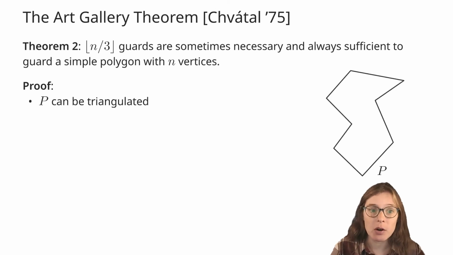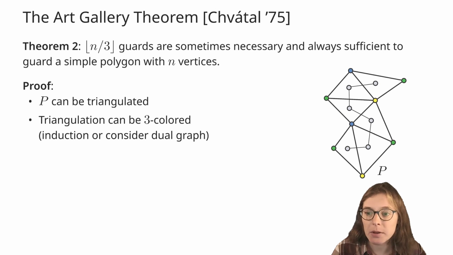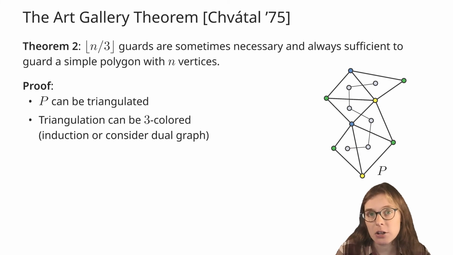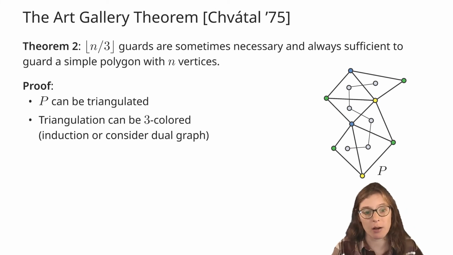Now, to prove the upper bound, we need to prove that n/3 guards are always sufficient to guard any polygon of size n. So to prove it, we're going to start with triangulating the polygon. The second step is to 3-color the vertices of the resulting triangulation. What do I mean by 3-coloring the vertices? We need to assign one of 3 colors to each vertex so that no edge has 2 incident vertices of the same color. In the figure on the right, you can see that all vertices are colored in 3 colors and none of the edges has 2 endpoints of the same color.